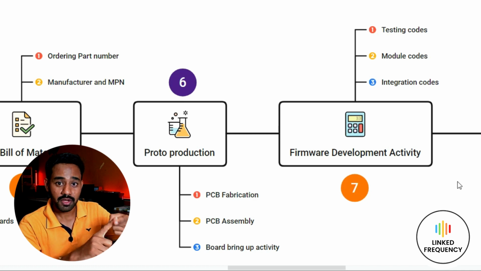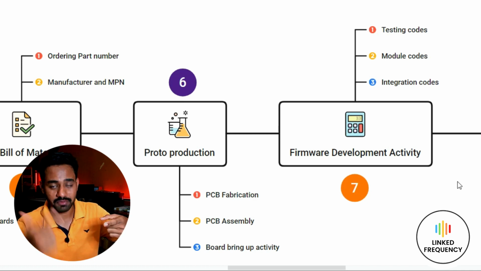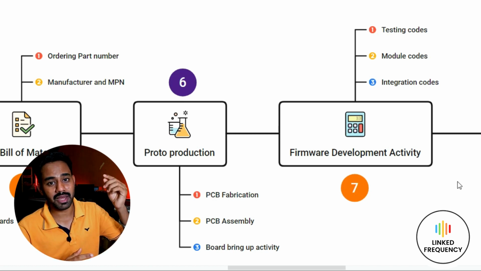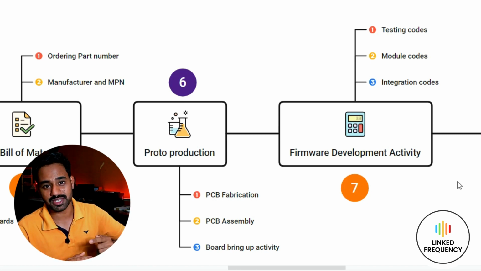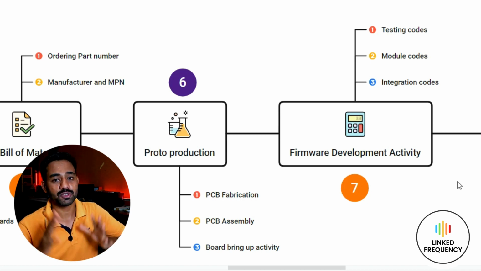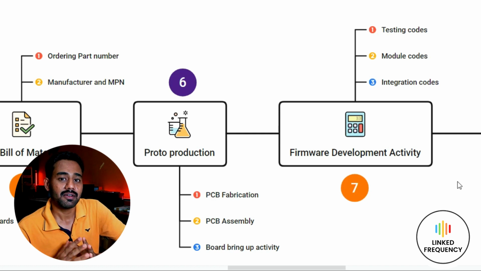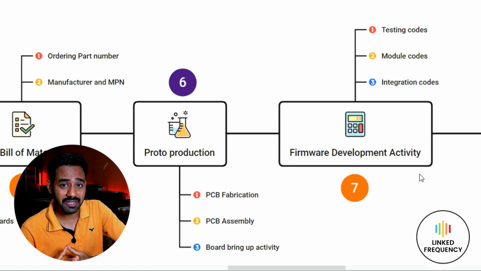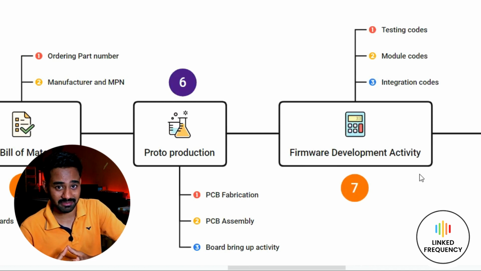After this, the integration code, whatever code we develop, is a combination of all these module codes, where we combine module 1, module 2, module 3, module 4 and so on. All these modules are combined in a single code and we make it the final deliverable code. That code is called integration code. This is how firmware development activity is taken care of in our ESDM industry.